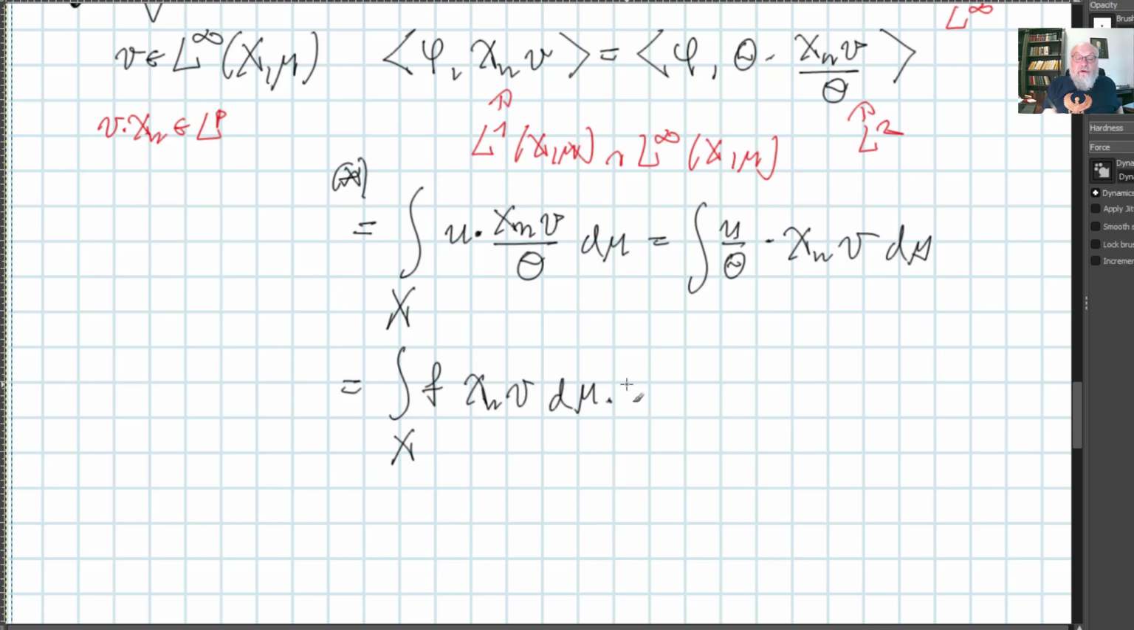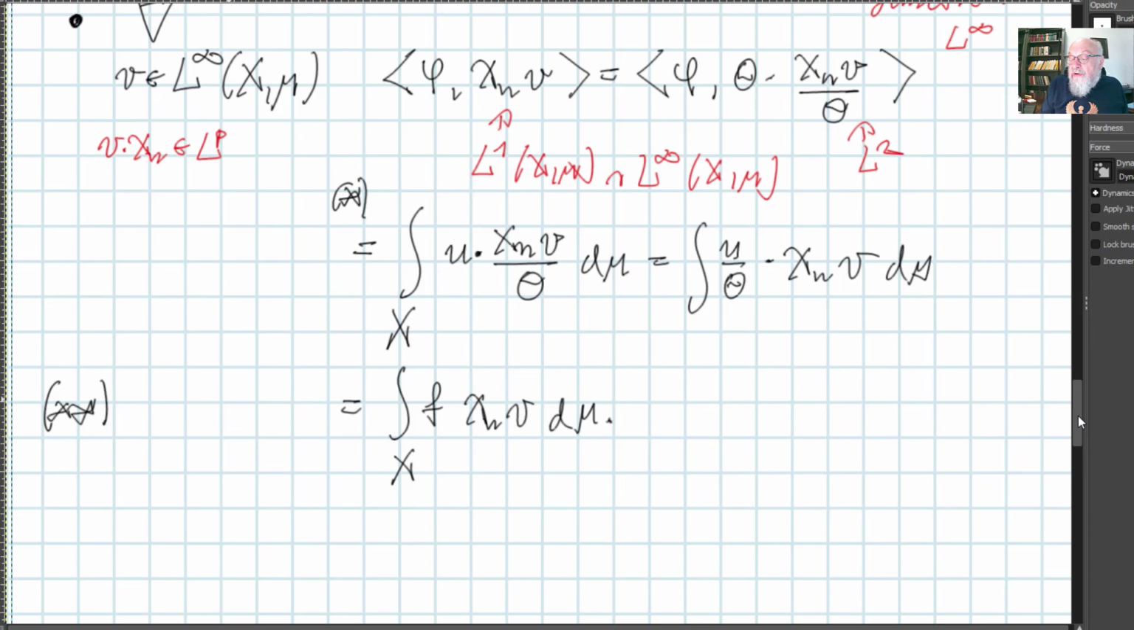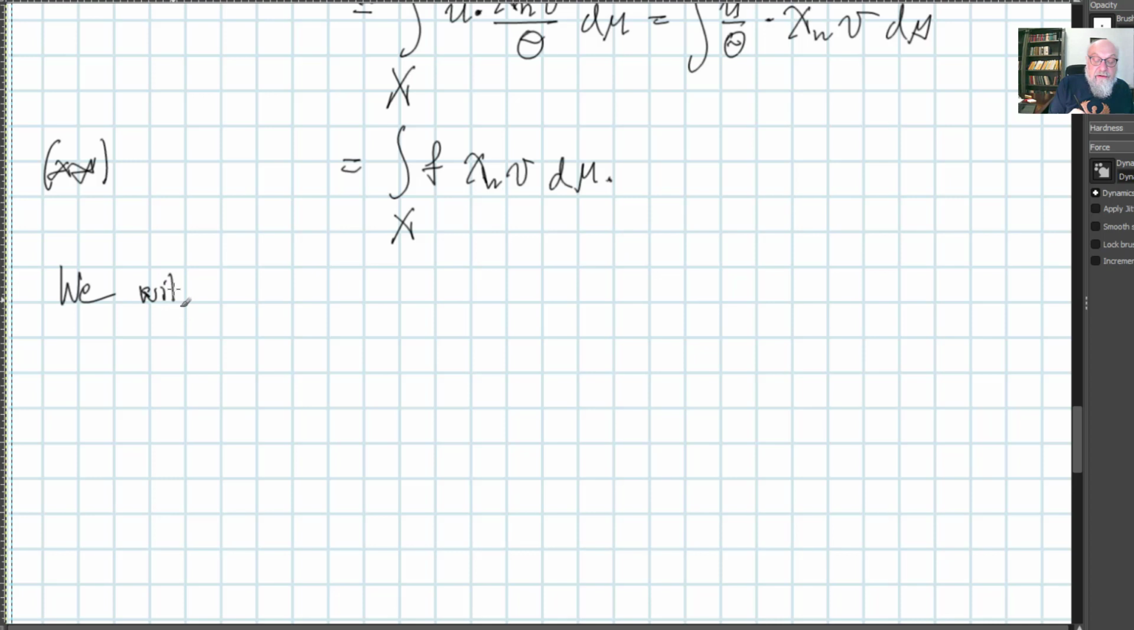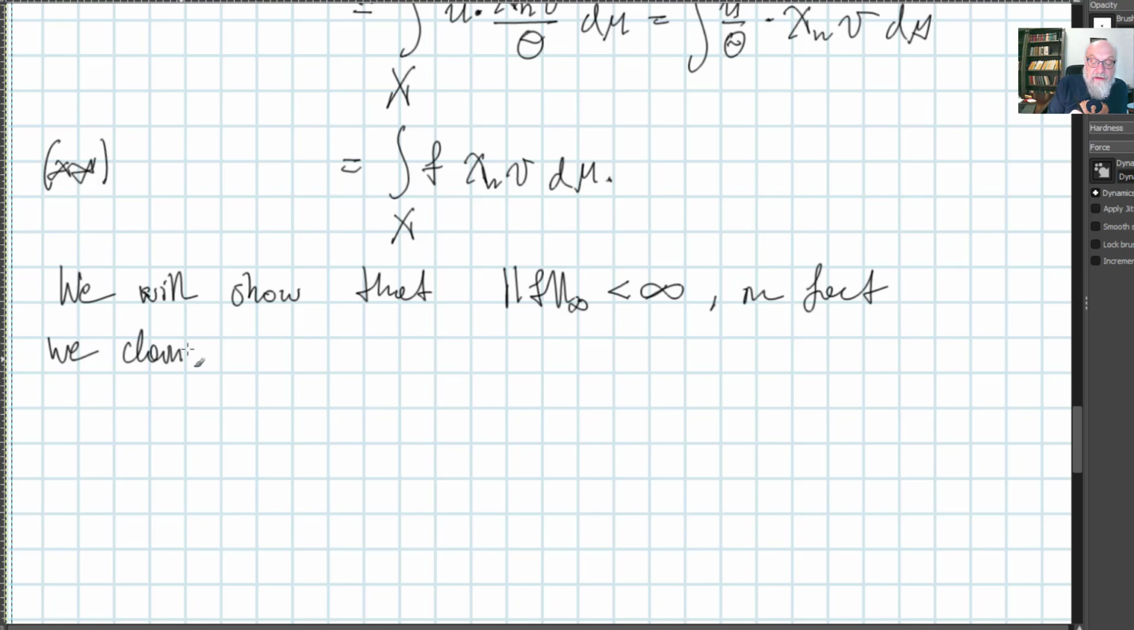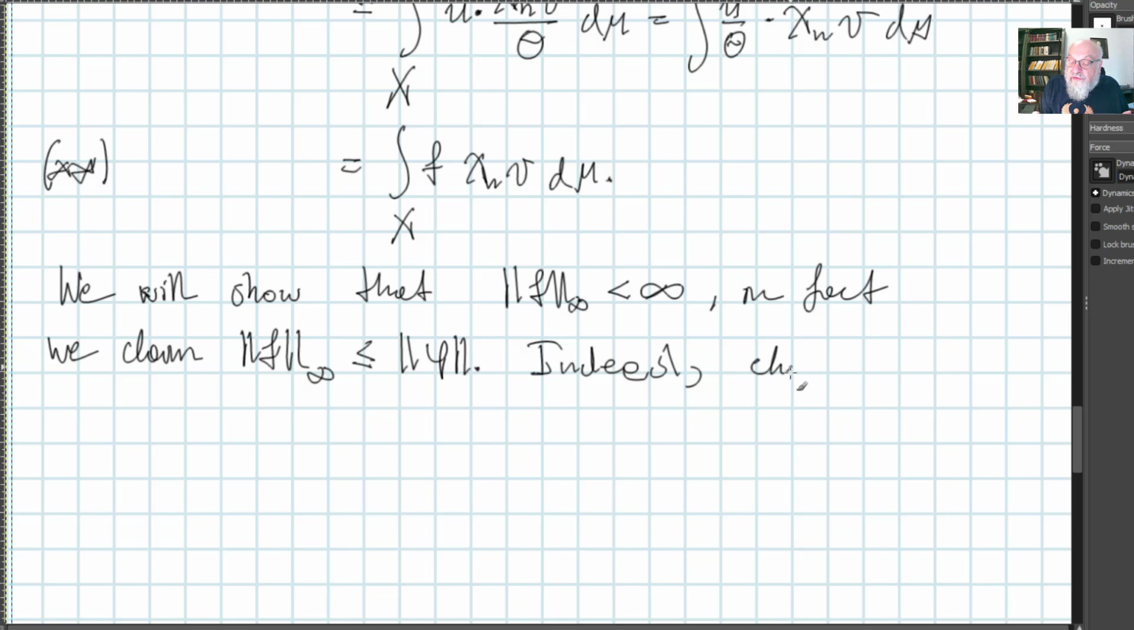We need these relations, call them double star, to show that the norm of f in L infinity is smaller than infinity. In fact, we claim that the norm of f in L infinity is smaller than the norm of this phi. Okay, indeed. Suppose, let me say like this: choose a number c which is larger than the norm of phi.